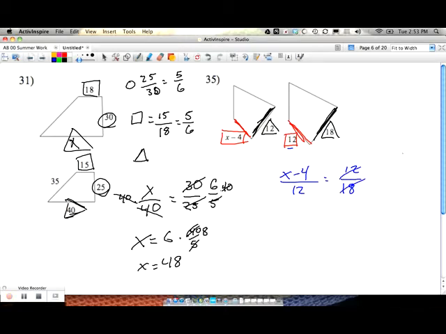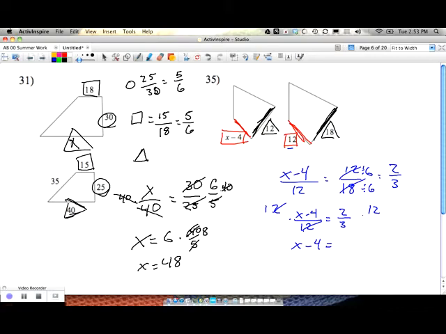Simplify. Always simplify whenever you can. 12 over 18, both divisible by 6, which is going to give us 2 over 3. So X minus 4 over 12 equals 2 over 3. So I got to multiply both sides by 12. I got to get rid of that denominator. So 12 and 12, those reduce.